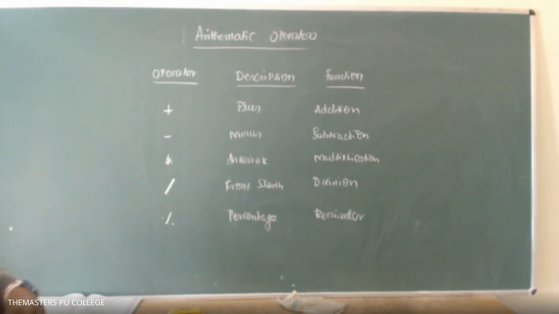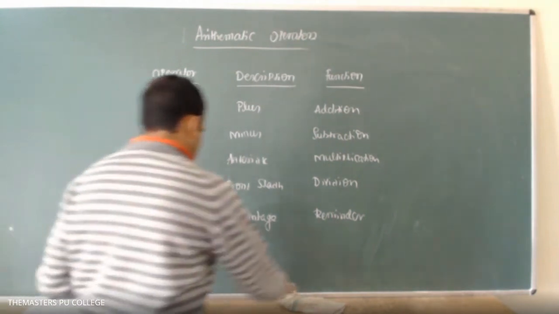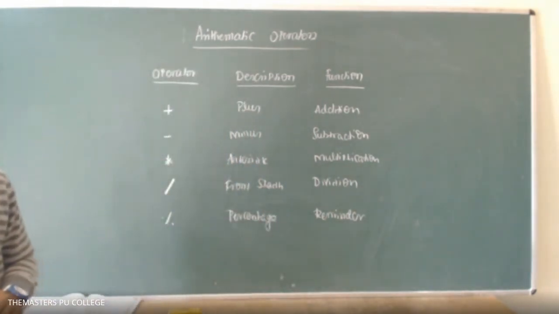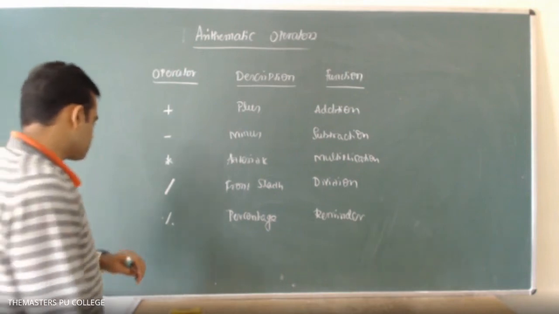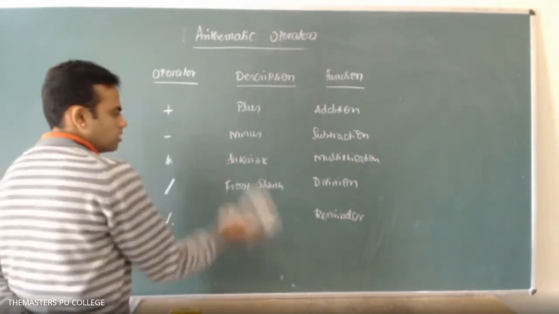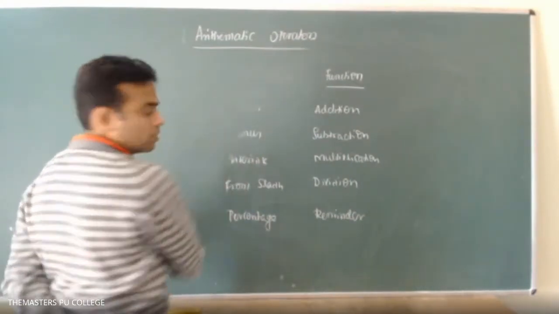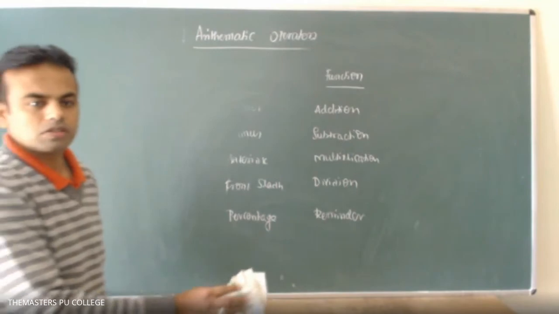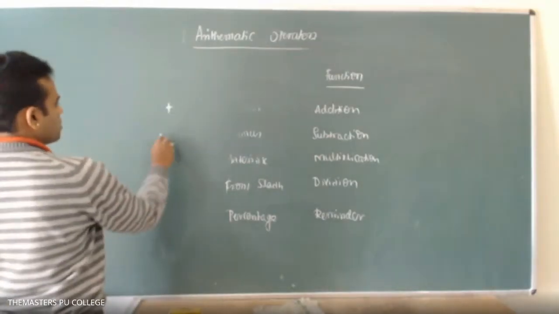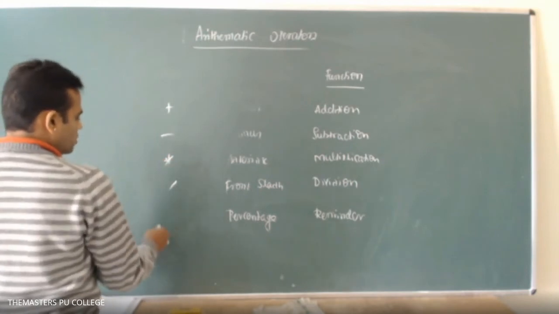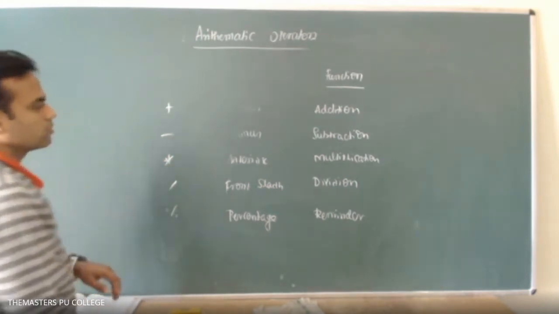Is that clear? Simple operators. Next. Is that clear? One minute, sir, I'm writing. Plus, minus, asterisk, division, front slash, and then percentage.